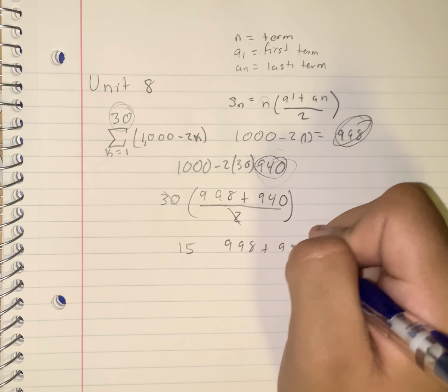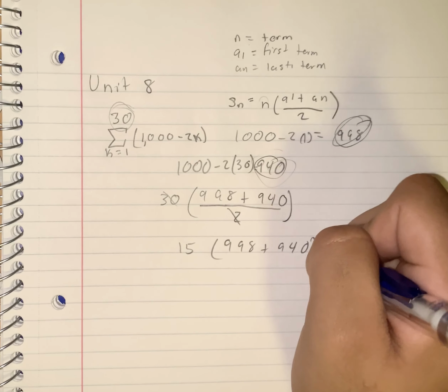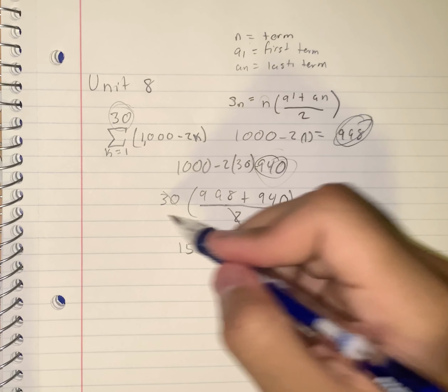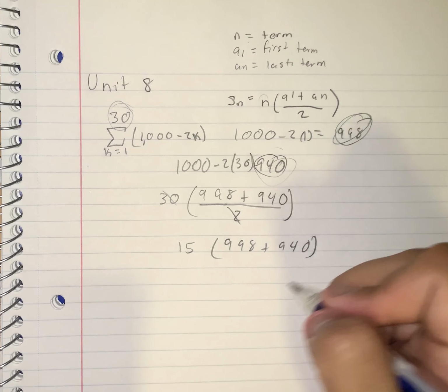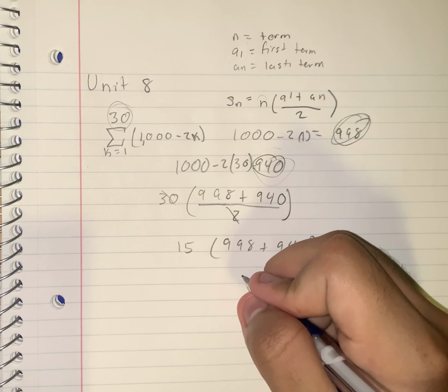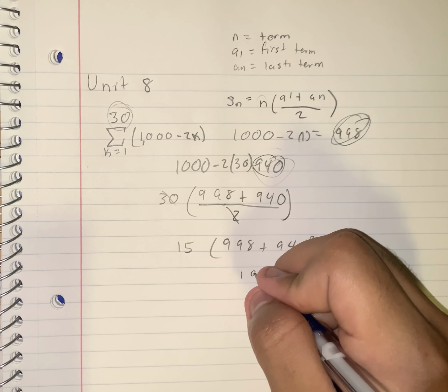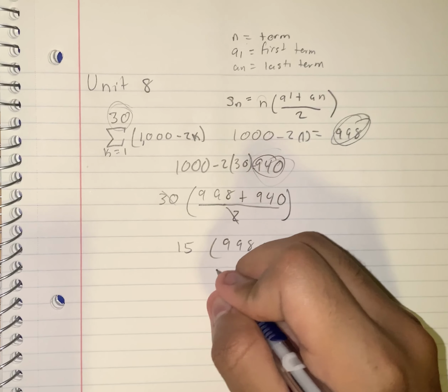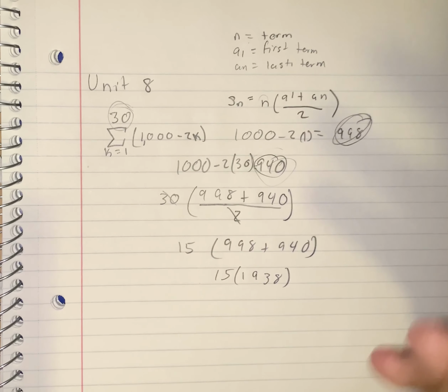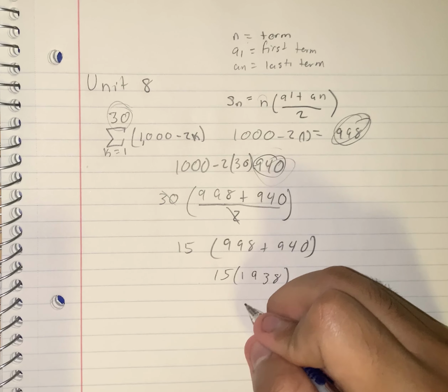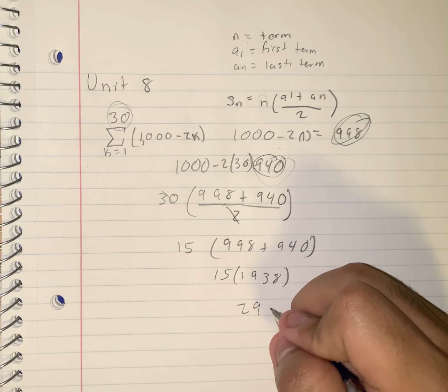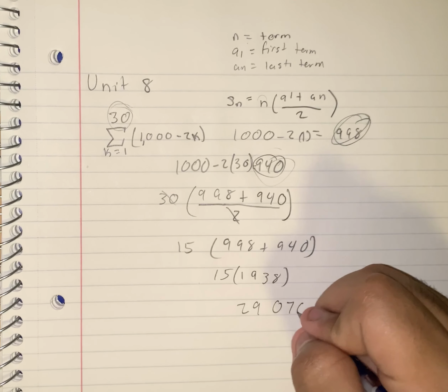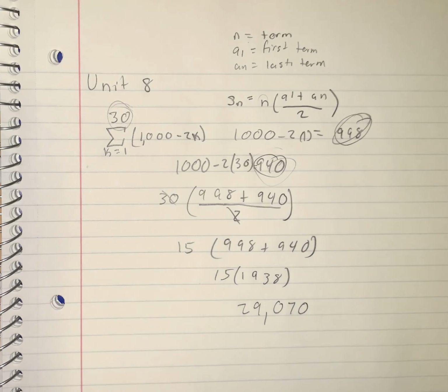998 plus 940. Or you can automatically do this and then multiply by 30. It gives you the same answer. I just prefer to do it like this. Now let's add this. We get 1,938 times 15 now, right? What do you get? 29,070.